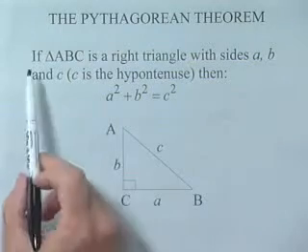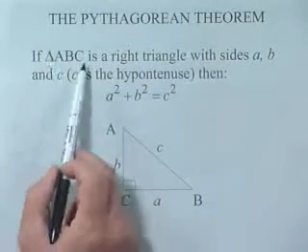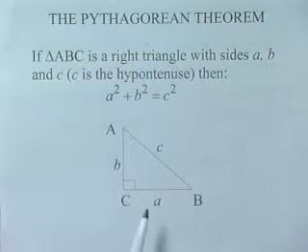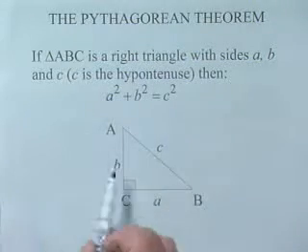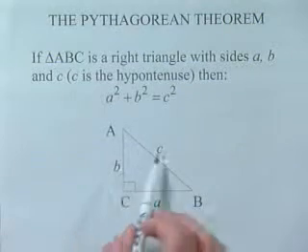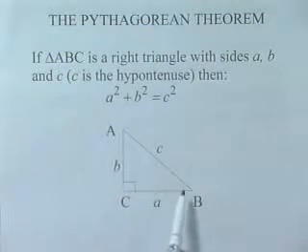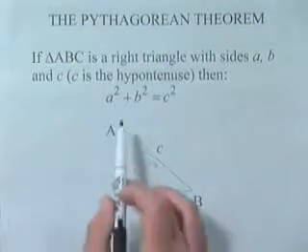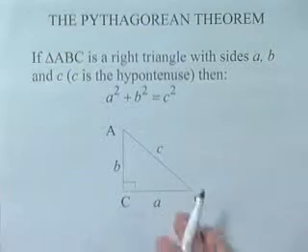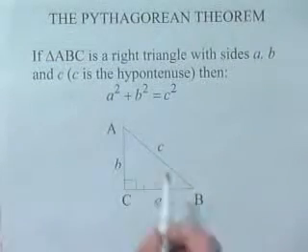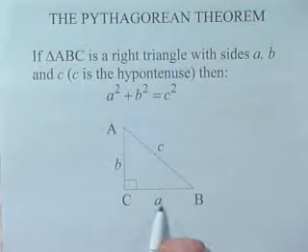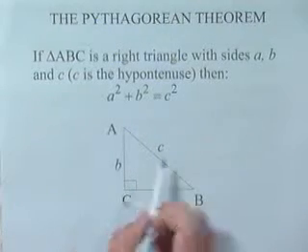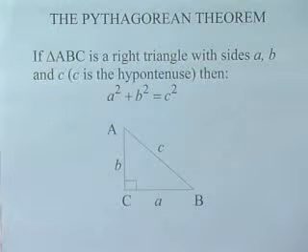It says, if we have a triangle ABC, and it is a right triangle, okay? So we have a right triangle with sides A, B, and C, where C is the hypotenuse. Remember, the hypotenuse is always the longest side. It's always opposite the right angle. Then, if we have this right triangle, the following must be true: A squared plus B squared must equal C squared. Okay? So there's the Pythagorean theorem.